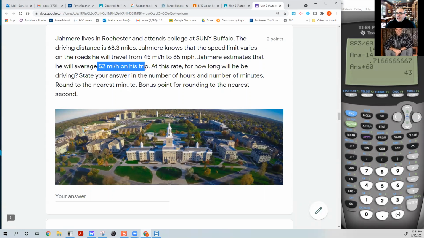At this rate, how long will he be driving? State your answer in number of hours and number of minutes. Round to the nearest minute. Bonus point for rounding to the nearest second. Yes, you can calculate to the nearest second on these. Let me give you some think time on this.